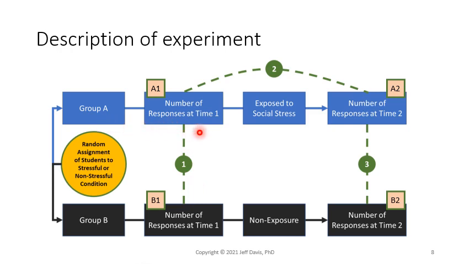for group A, we're going to take some measure of the number of difficult questions they try to answer at time 1. Then they're going to be exposed to some sort of social stress. If you look at the literature in social psychology, social psychologists have come up with a number of different ways to expose people to social stress.